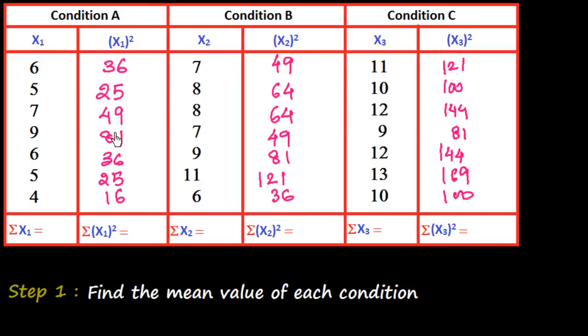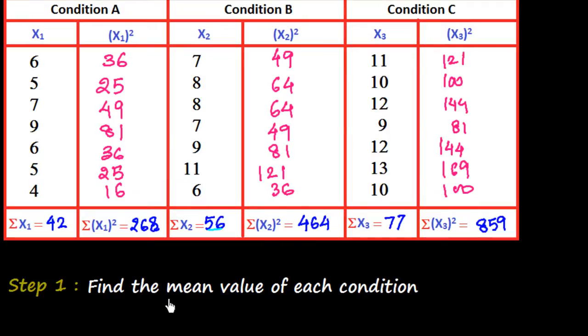Now we get the summation of all these. The summation of x1 is 42, summation of x1 square is 268, summation of x2 is 56, summation of x2 square is 464, summation of x3 is 77, summation of x3 square is 859. So we have got all the summations of this table.